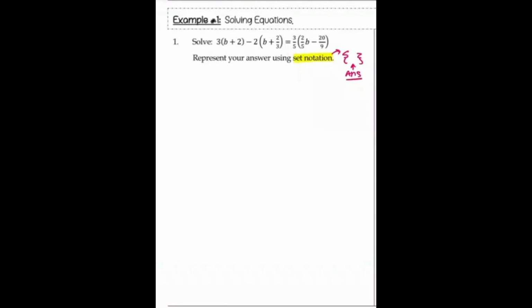All right, so the first thing we have to do is get an answer. We have to do our distribution, our combining like terms, and get b to be equal to some value. So we're going to start with distribution. After distributing, we should get 3b plus 6 minus 2b minus 4/3 is equal to 6/25 b minus 4/3. So at this point, what we have to do is combine like terms on the left on its own, and then combine like terms on the right on its own.